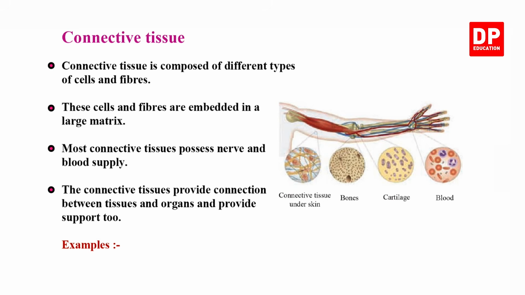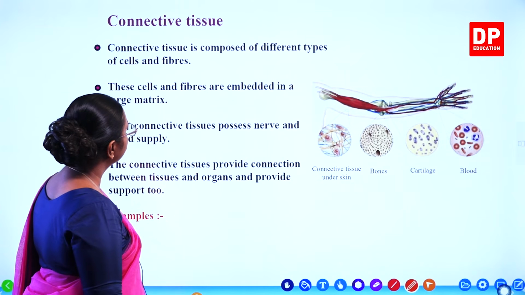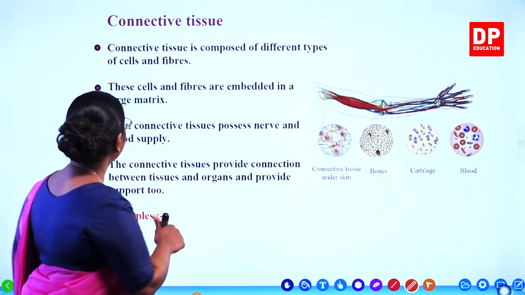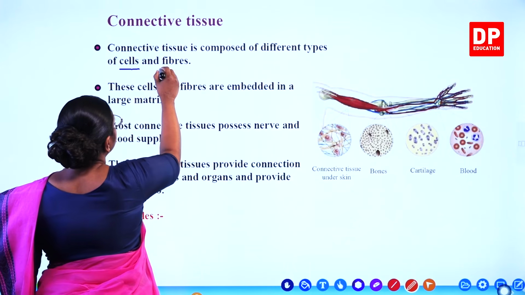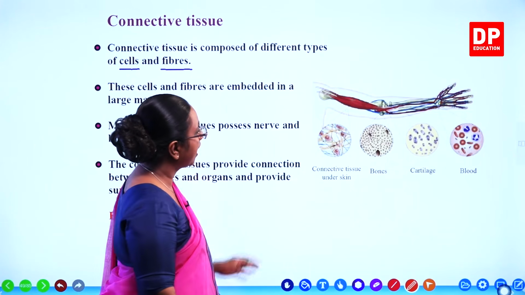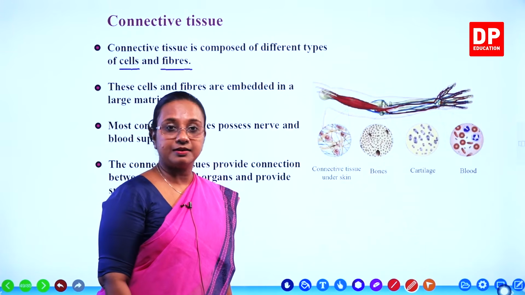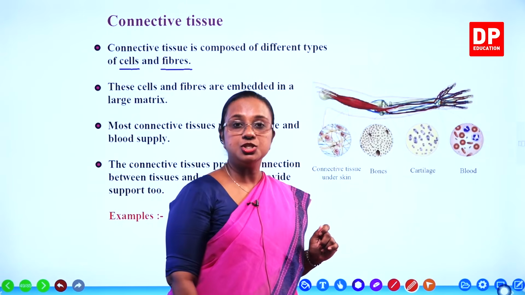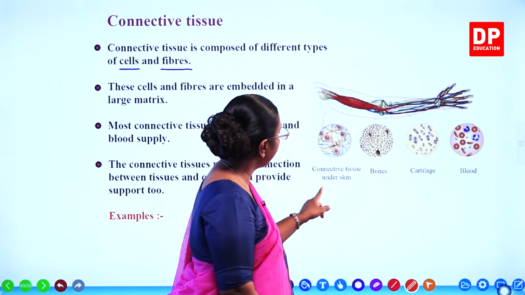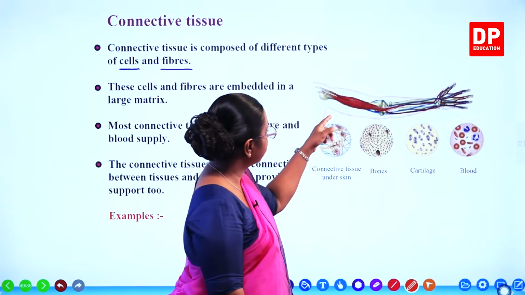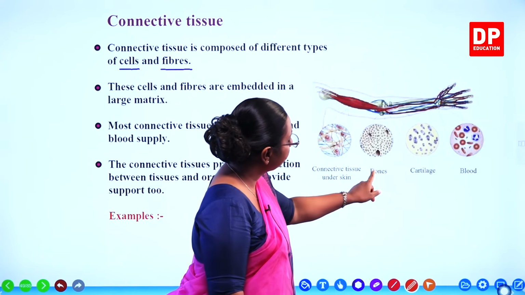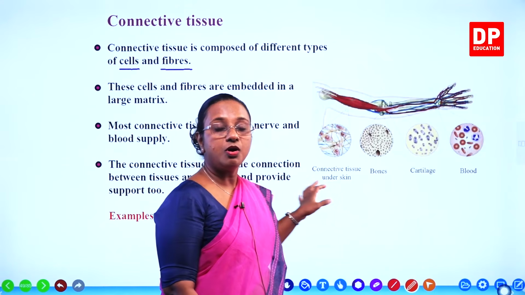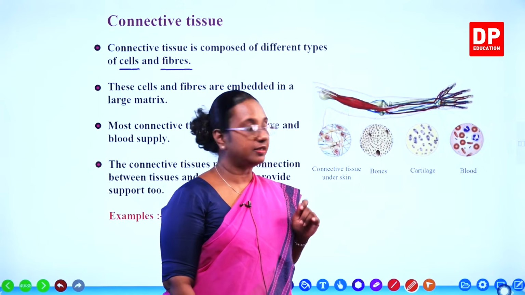Connective tissue is composed of different types of cells and fibers. This is one main feature. Connective tissue has cells and fibers. Now we will look at this diagram. Here you can see many different types of connective tissues. Connective tissue under the skin, so below the skin there is tissue. Then we have the bones, cartilage and blood. All these are different types of connective tissues.